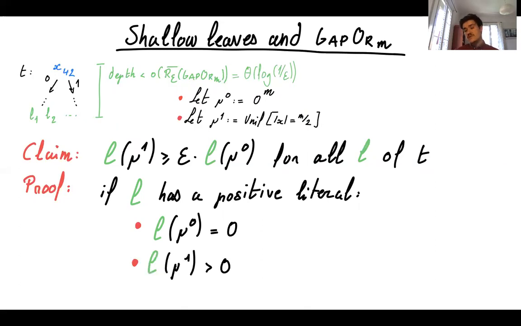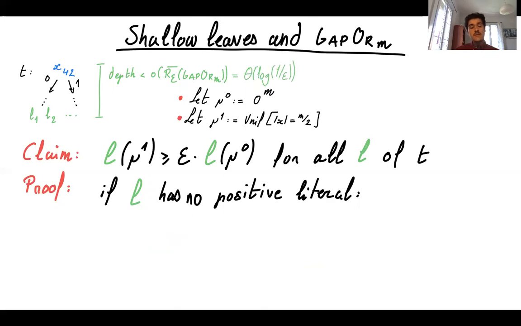Whereas you would have some small chance of arriving at it with mu1. So in that case, the lemma holds. Now let us discuss the more interesting case where L has some positive literal, has no positive literal. So L would look like this. So maybe it asks that x1 is 0, xm is 0, maybe it also looks at x8 and asks it to be 0, and then it doesn't care about the other things.